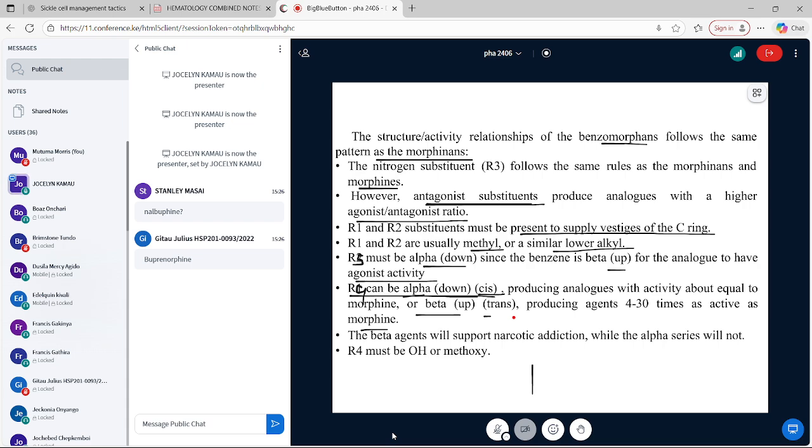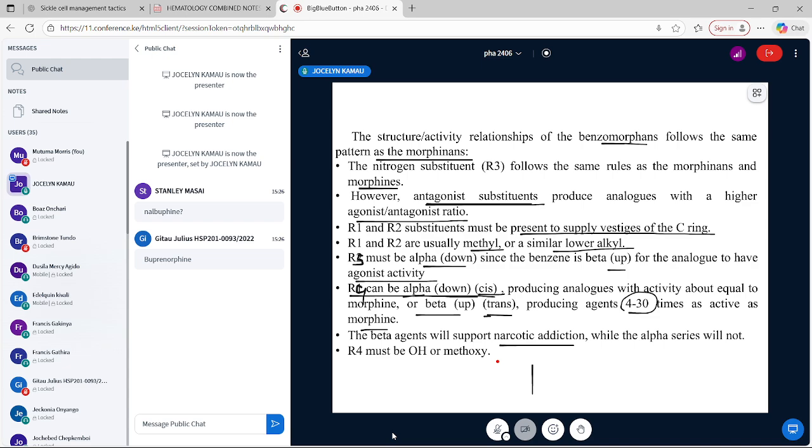When it carries a trans orientation at position number 9, the compound is 4 to 30 times as active as morphine. But in the same way, it will have the same addiction, it will have the same toxicity. When it is carrying the alpha orientation or facing down, then it will be equipotent with morphine. The beta series will support narcotic addiction, while the alpha series will not.